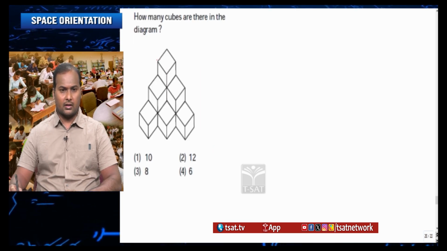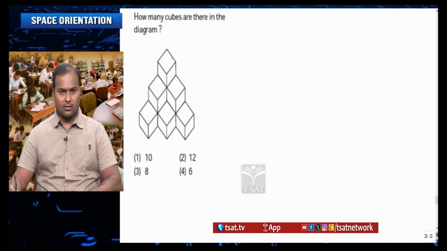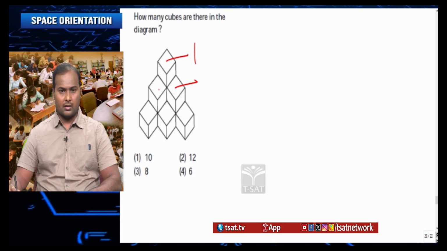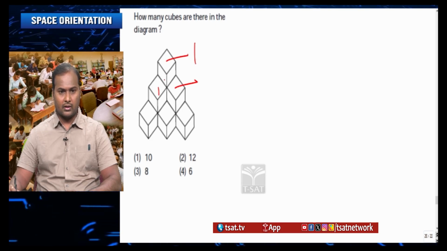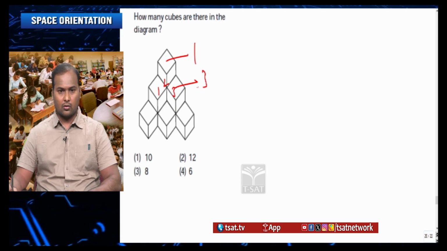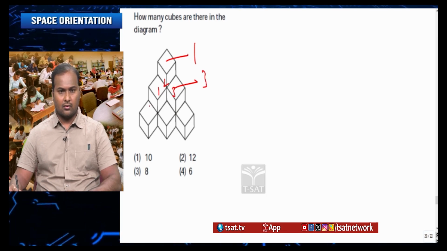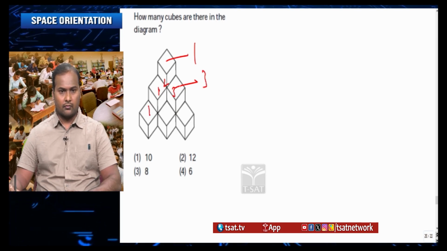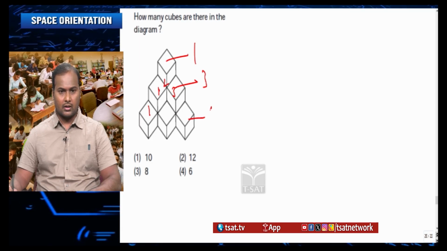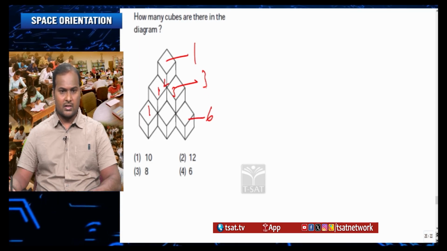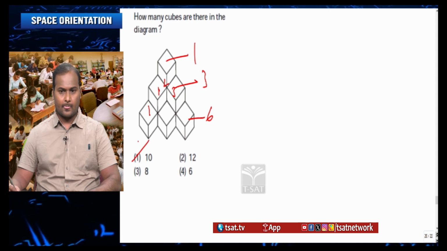See this question. How many cubes are there in the diagram? Simply on the top one, at the bottom 1, 2 is not visible, 3. So 1 here, 2 is at the bottom, 3 here. Total 3 here. Here again 1, 2, 3, 4, 5, 6. Total here 6 are there. 6 plus 3 plus 1. So your answer is 10.